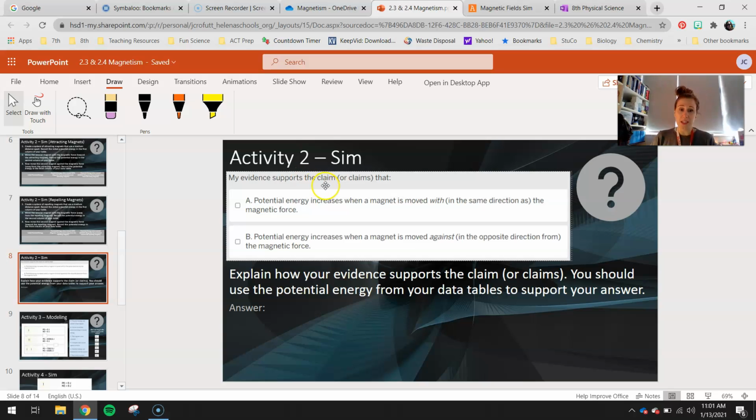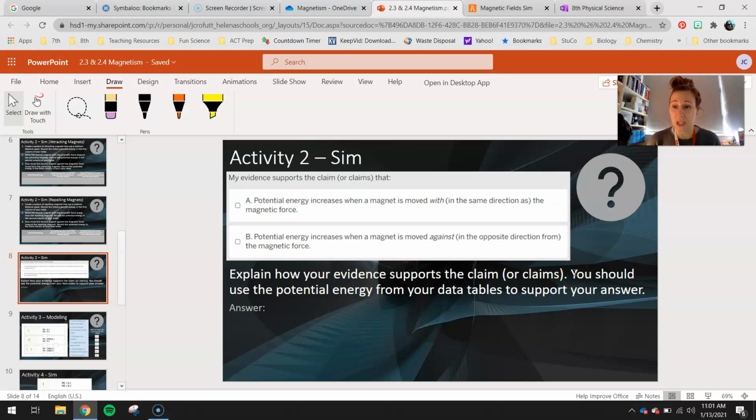So does my evidence support the claim or claims that potential energy increases when a magnet is moved A, with, so again in the natural direction of the magnetic force, or B, against, so moved opposite of what the magnets naturally want to do. And then explain how your evidence supports the claim or claims.